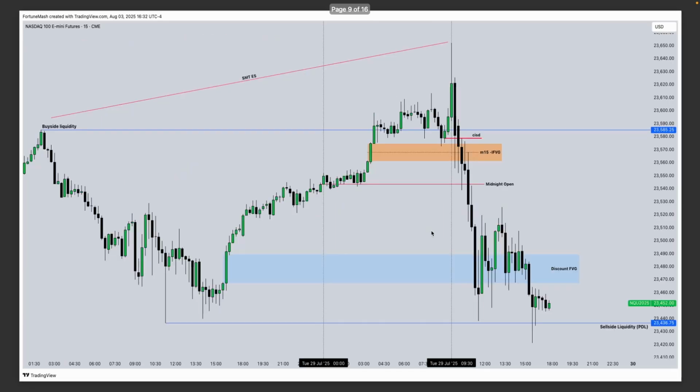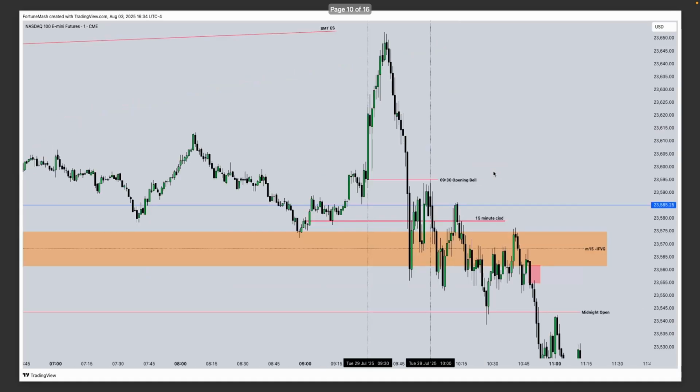Actually, this is our accumulation phase, this is our manipulation phase, and this is our distribution phase where we want to position ourselves. So now let's go lower into the lower time frame. So at 9:30, we see price going higher. Opening range, this is where we avoid trading. Price goes higher, forming that SMT with ES, continues lower.